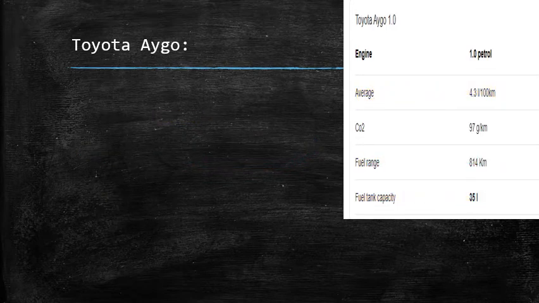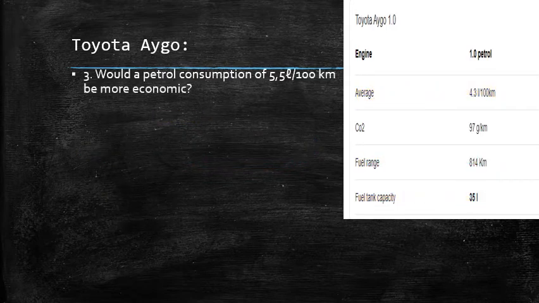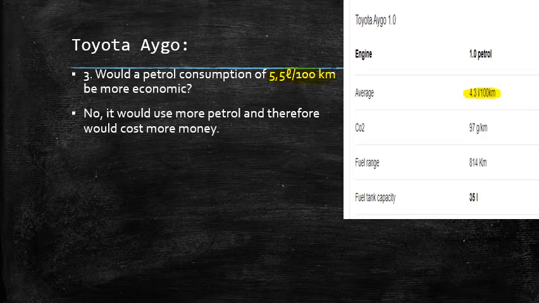If we look at another question using exactly the same vehicle, would a petrol consumption of 5,5 liters per 100 kilometers be more economic? So they're asking us if this is better than this. And if we have a look at this, the answer would be no, it's not more economic, because you're going to be using more petrol or more fuel, and therefore it's going to end up costing you more money.